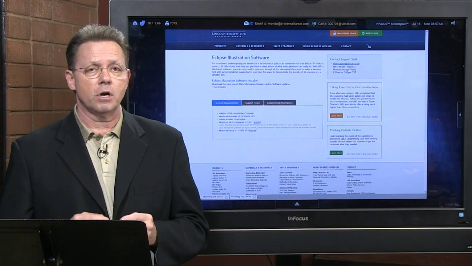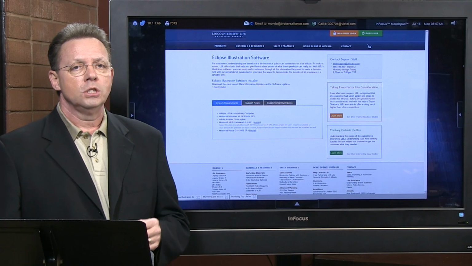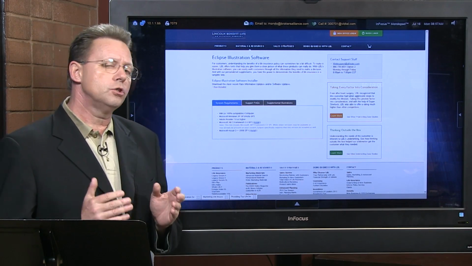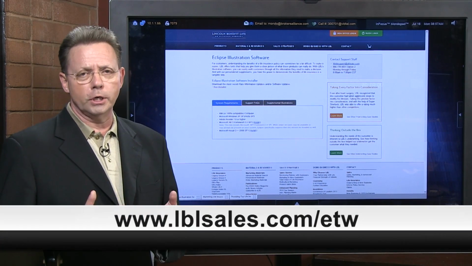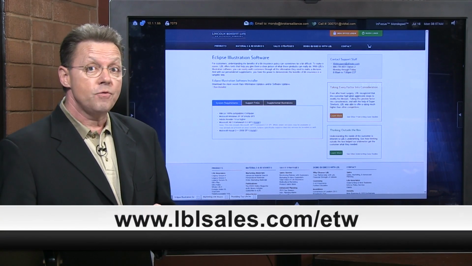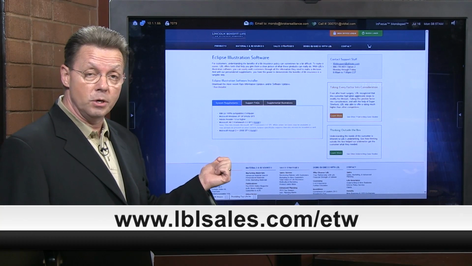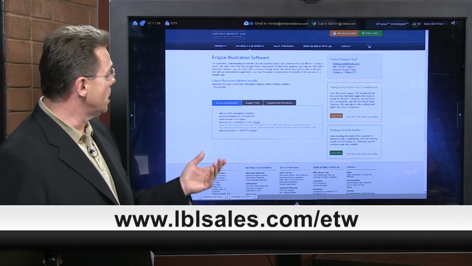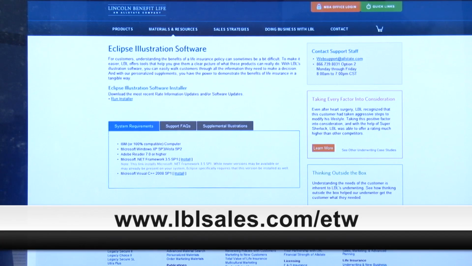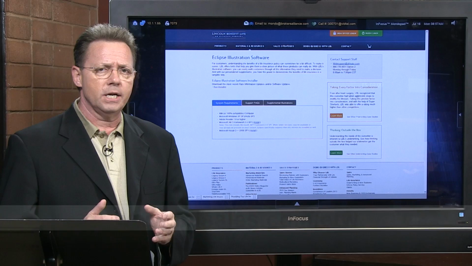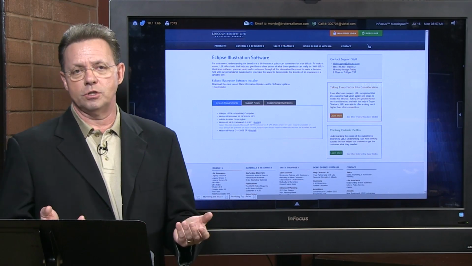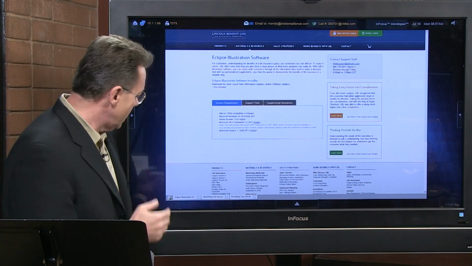And one part of the benefit of starting over is that you need to go out to Lincoln Benefit's site for their software. We believe that the Eclipse software illustration system is one of the most effective learning tools if you're coming into our business. So if you haven't gone out to their site, why don't you go there, www.lblsales.com/ETW. As soon as you come to their site, you'll see the Run Installer. You just click on that and download it. I think you'll find a tremendous advantage for yourself to go page by page. When we use the illustration system, you can use it right with us, and it's a really good learning curve.